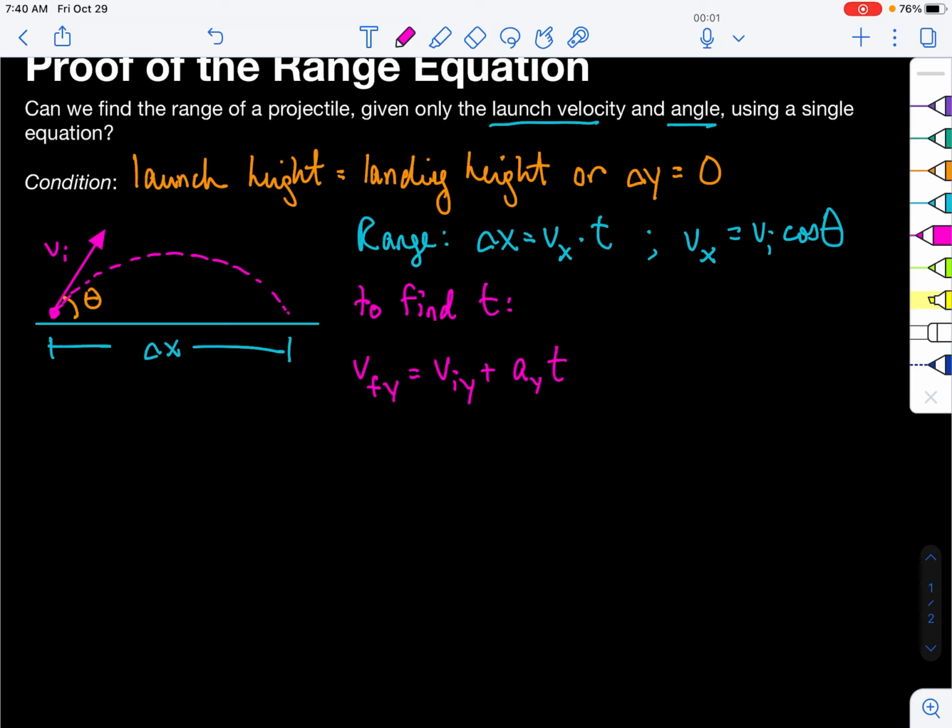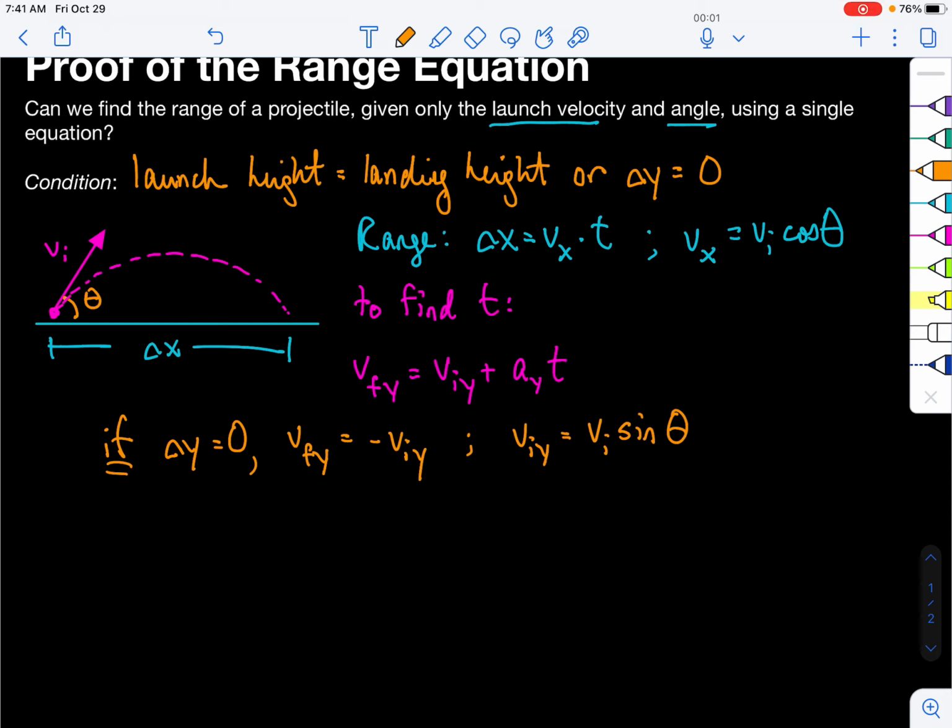And with this equation, here's where that condition comes in. So if delta y equals 0, that's a big if, then we can say that the final y velocity is equal to the opposite of the initial y velocity, because whatever speed it loses on the way up, it gains on the way back down. And we also know that viy equals vi sine theta.